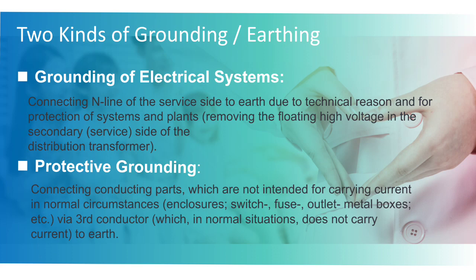And next is protective grounding. These are not intended for carrying current in normal circumstances, via the third conductor. For example, the lineman working in the transformer. So this protective grounding prevents those workers from the electrical shock.